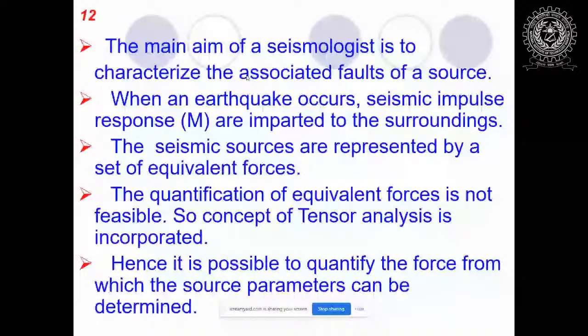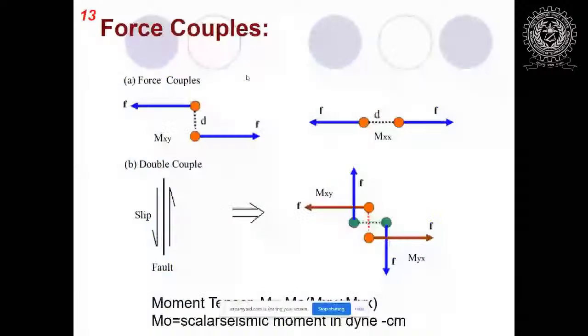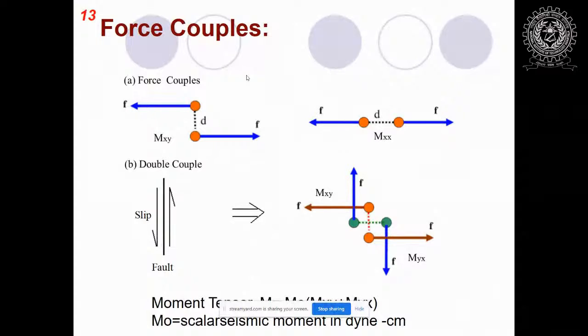Now, what are the equivalent forces? Equivalent forces are defined as the forces producing displacement at the Earth's surface that are identical to those from the actual forces of physical processes at the source. The equivalent forces are determined from the observed seismograms that contain information about the source and path and distortion due to recording. So, they can be represented by a force couple that consists of two forces acting together.